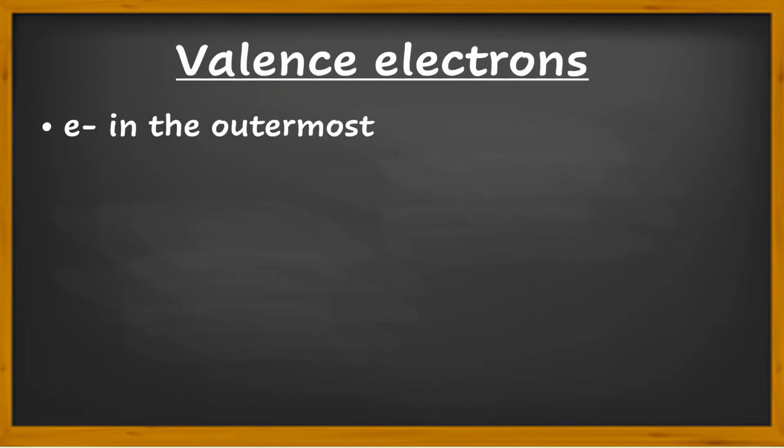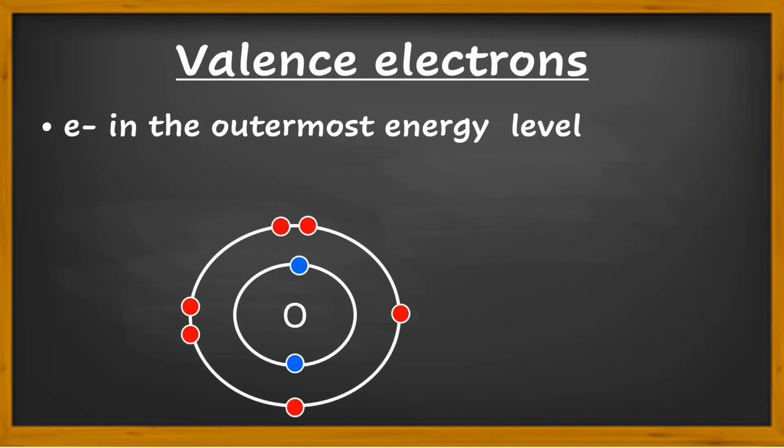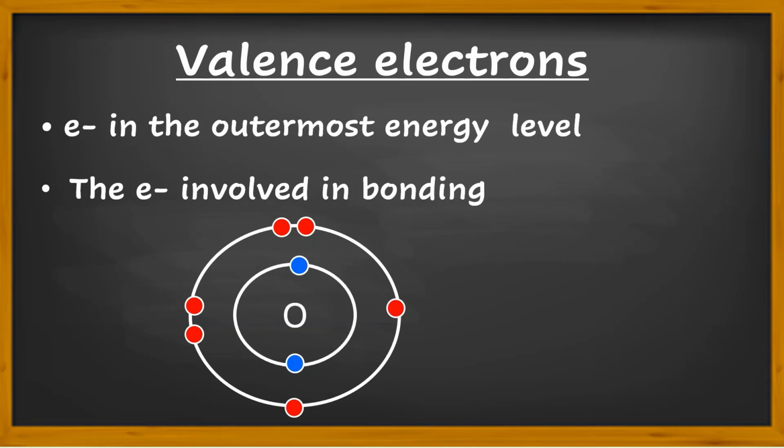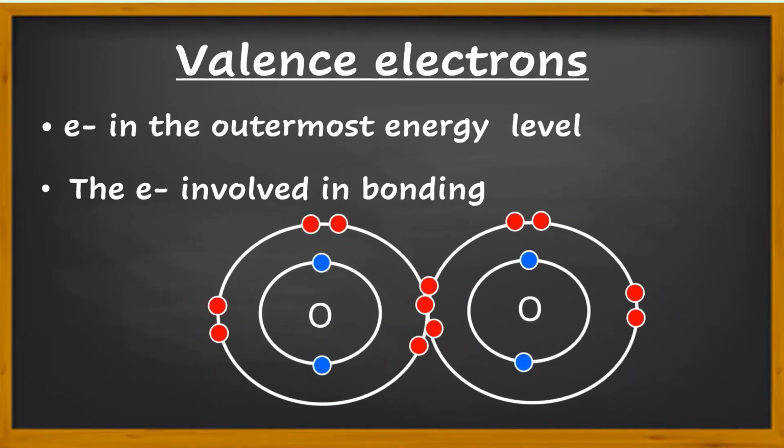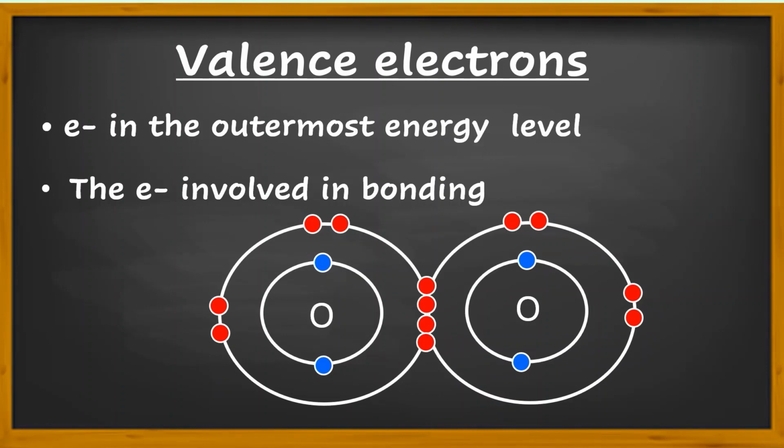Remember, the valence electrons are all the electrons in the outermost energy level of the atom. These are the most important electrons since they're the ones involved in bonding. Elements with the same number of valence electrons will bond and behave similarly, resulting in similar properties, which is why elements in a vertical column are considered a family.